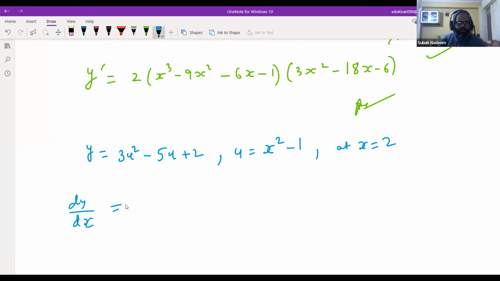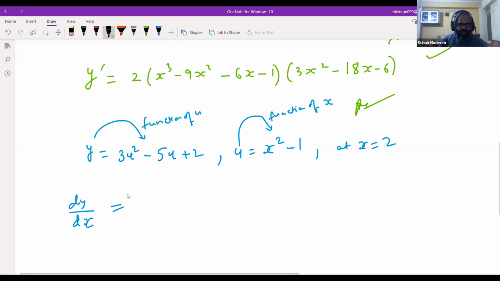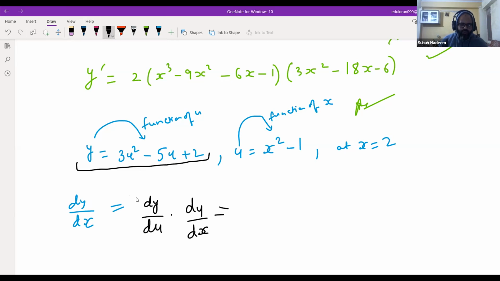So y is not a function of x. y is a function of u, because it is given in terms of u, and u is a function of x. Now, if you want to find dy by dx, you have to do dy by du into du by dx. So this is just another way of doing the chain rule. Now, dy by du: you differentiate y first. When you differentiate it, you get 6u minus 5.